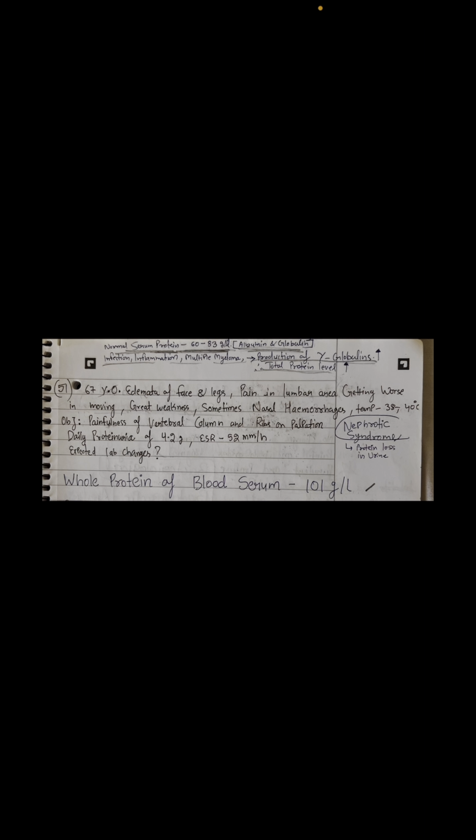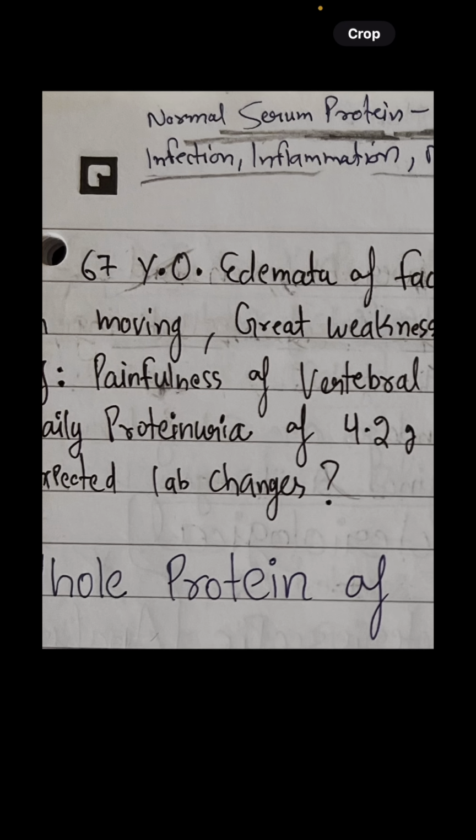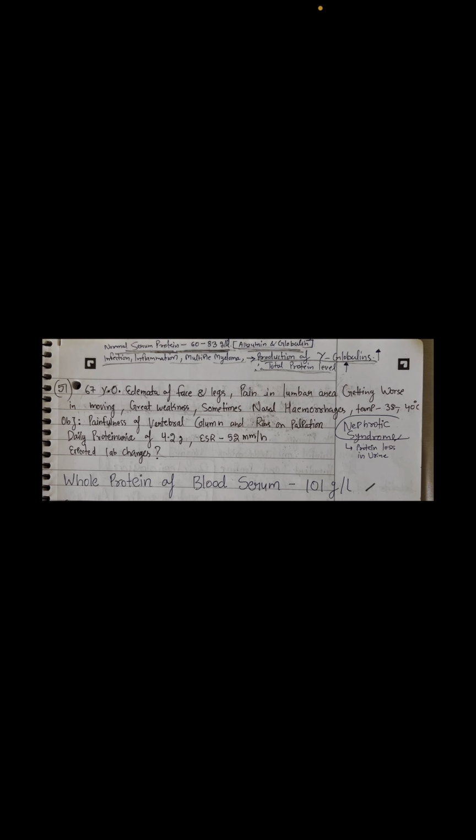Daily proteinuria is 42, ESR is 52. The question is asking about what are the changes expected in the CBC of the patient. If this many pathologies are given, I think we have to remember this question a bit. This question is not really making sense, but this is how I made sense for myself: the daily proteinuria of the patient is this much, so the whole protein in the blood serum has left only 101 gram per liter.